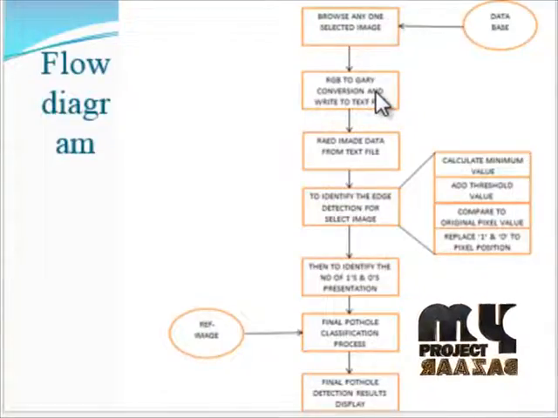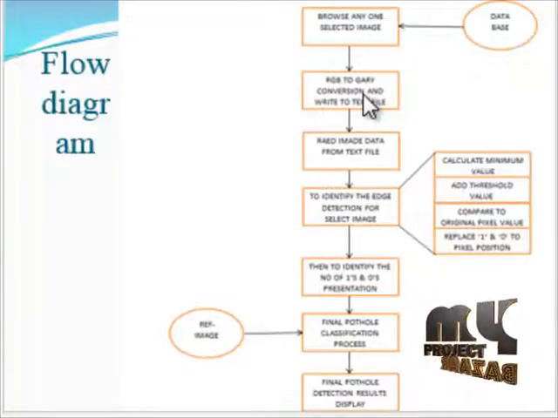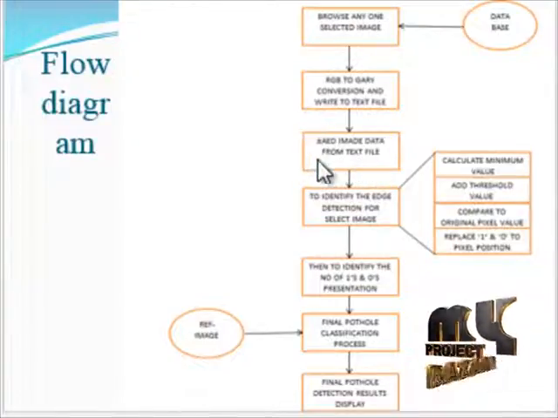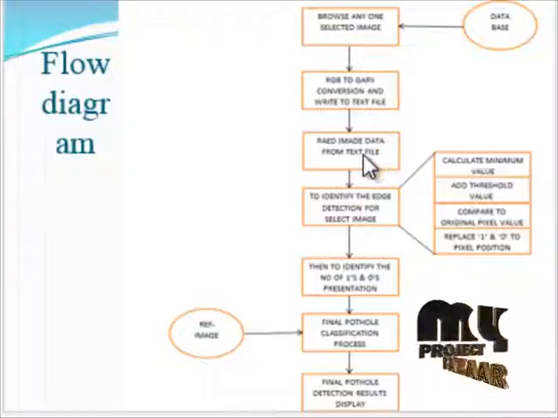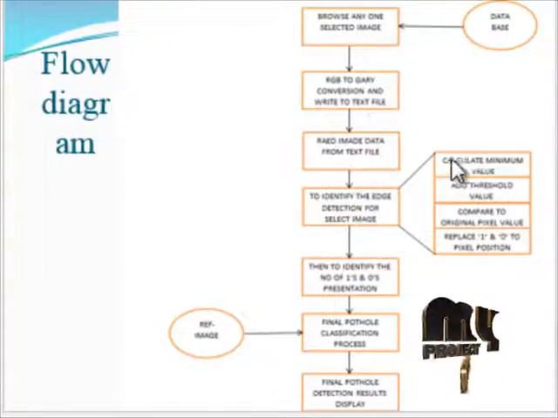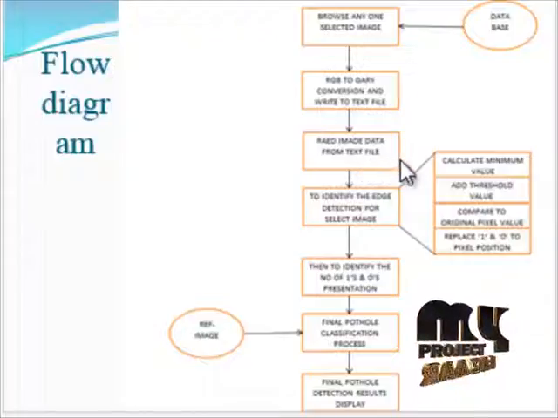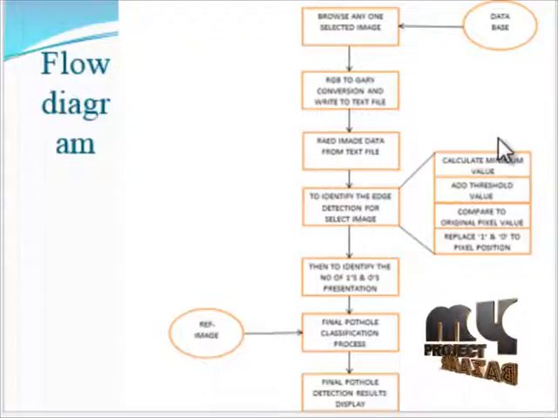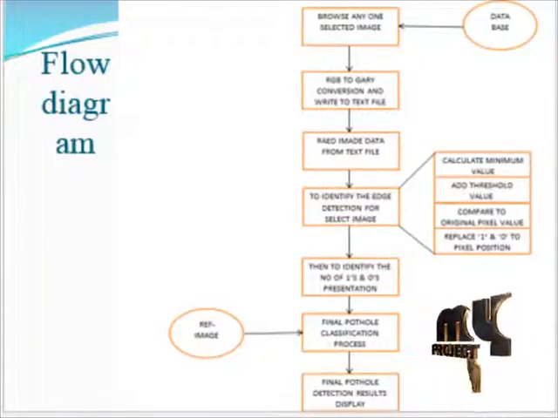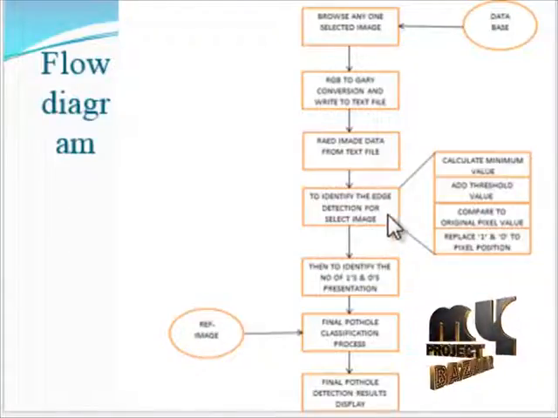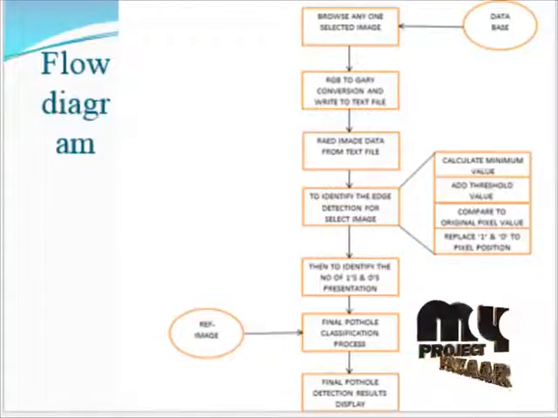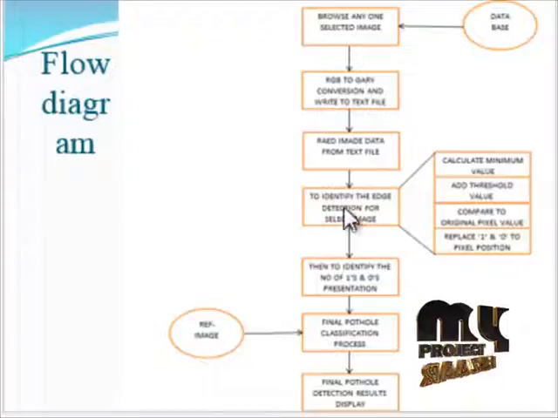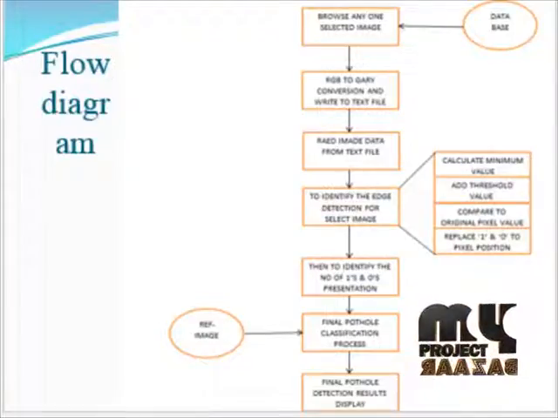We get the file as text, and then we read the file from the text file into Xilinx. Xilinx only gets the data as binary, zeros or ones, from the text files. Then we use the threshold value for edge detection. To identify the edges for the selected image, we calculate the minimum values and then add the threshold value.